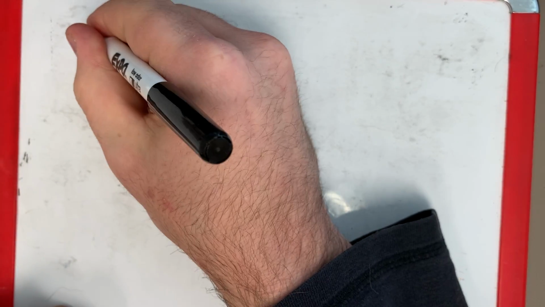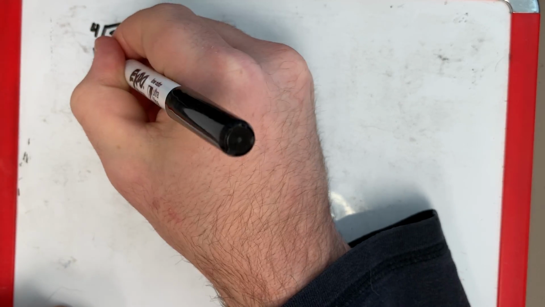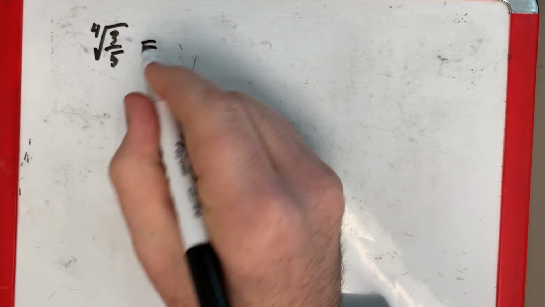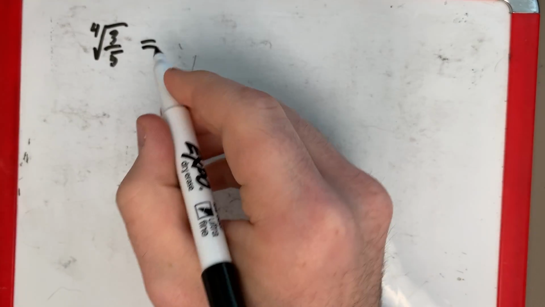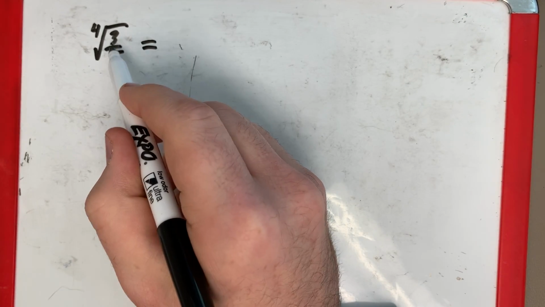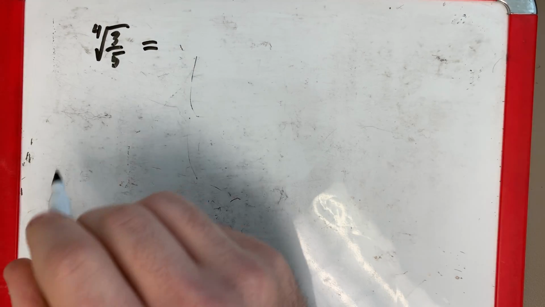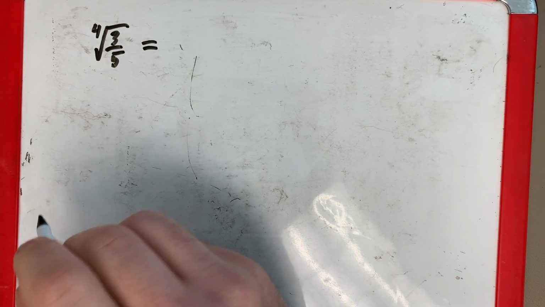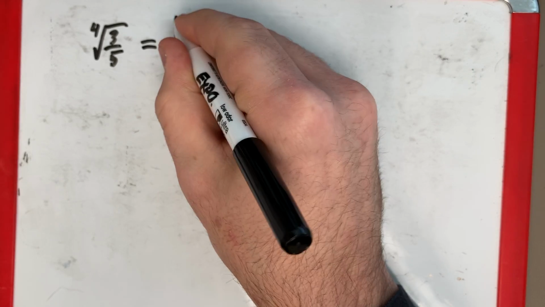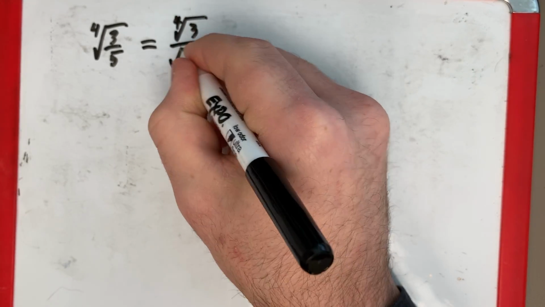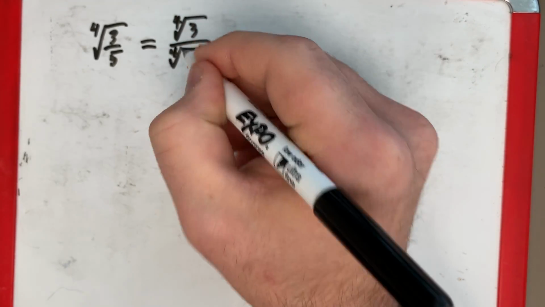How does this work out? We start with fourth root of 3 over 5, original expression. Then what we do is we're going to take this radical and distribute it to the top and bottom using the quotient rule for radicals. So this gives us fourth root of 3 over fourth root of 5.